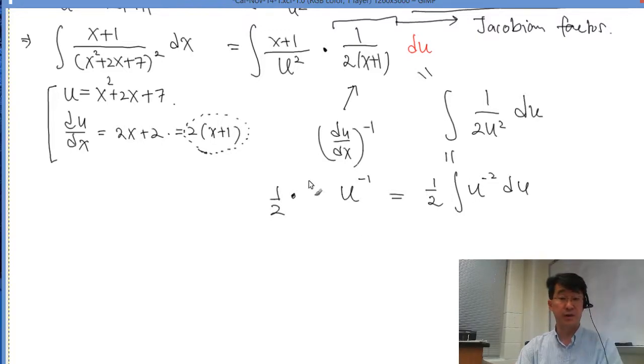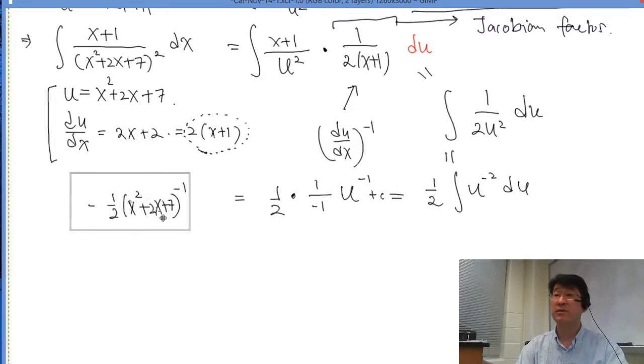Add 1 to the exponent, and the reciprocal of that exponent, you just change. There's negative 1 there. Good. So it's all together plus c. Negative 1/2 u to the negative 1, so it's x squared plus 2x plus 7 to the negative 1, plus c.